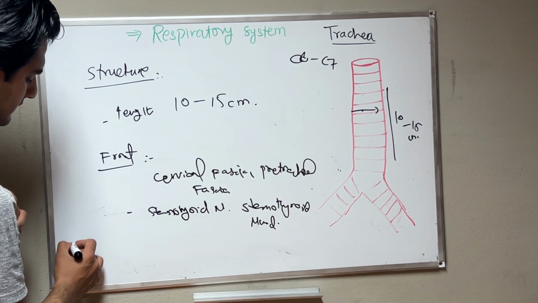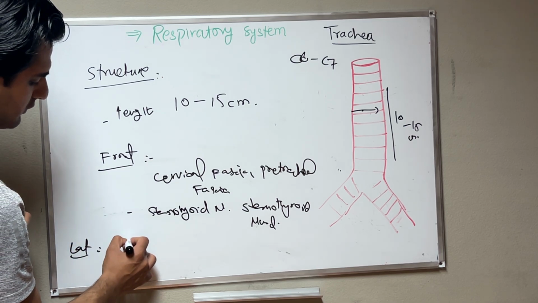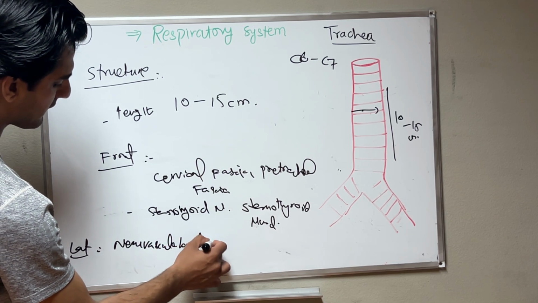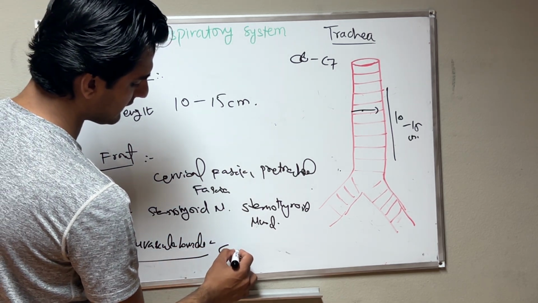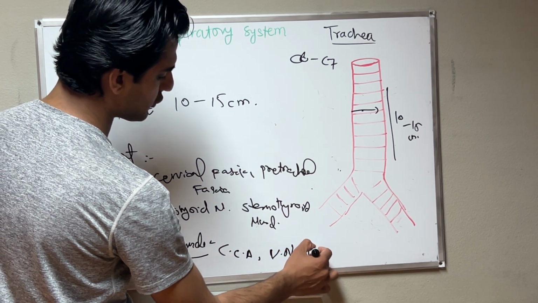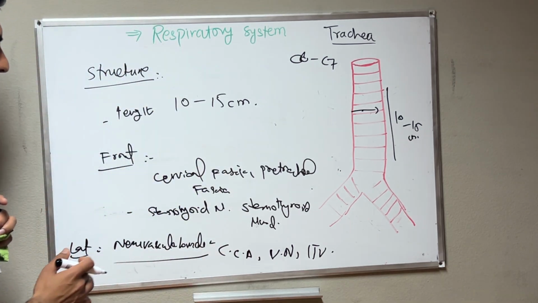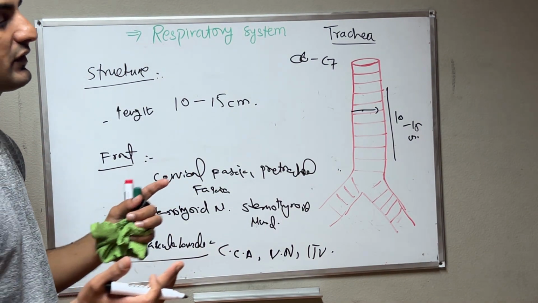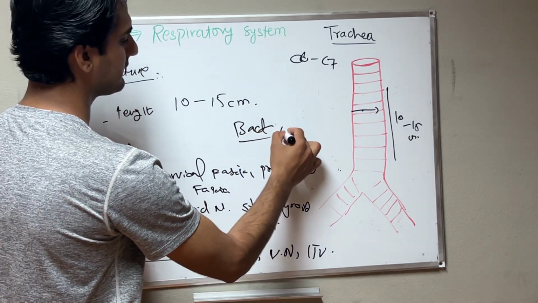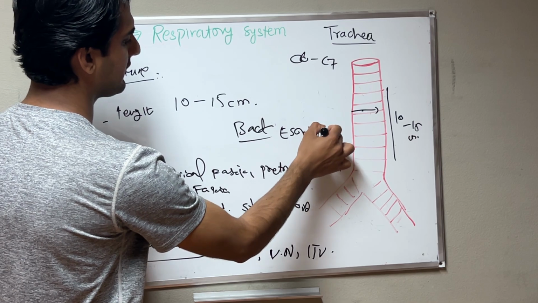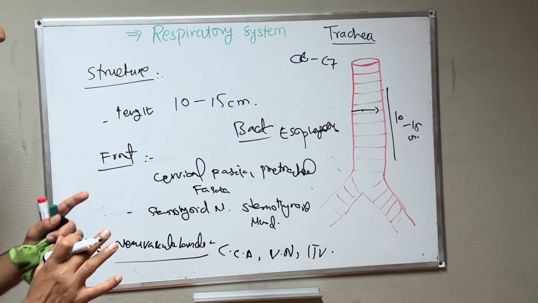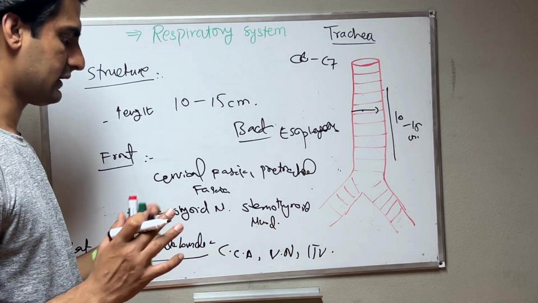From the lateral sides, we have the neurovascular bundles, where we have the common carotid artery, the vagus nerve and the internal jugular vein. This is from the lateral side and the front side. From the back side of the trachea we have the esophagus. We discussed a little information about the structure of the trachea.